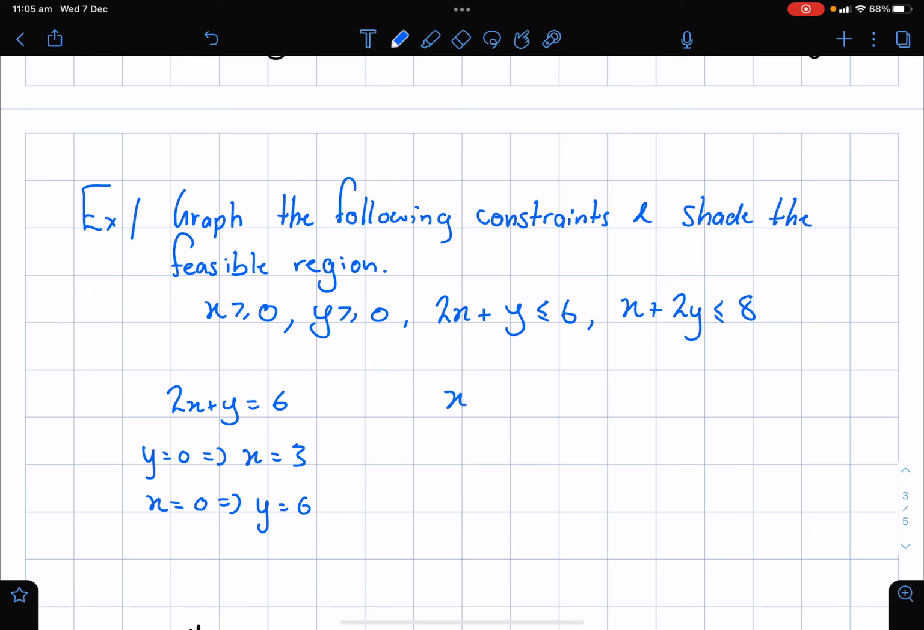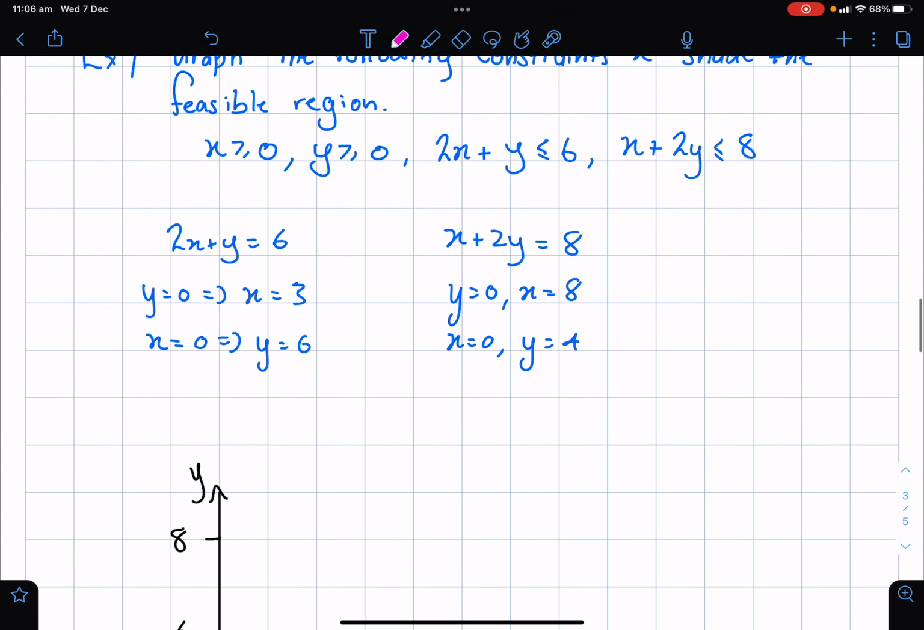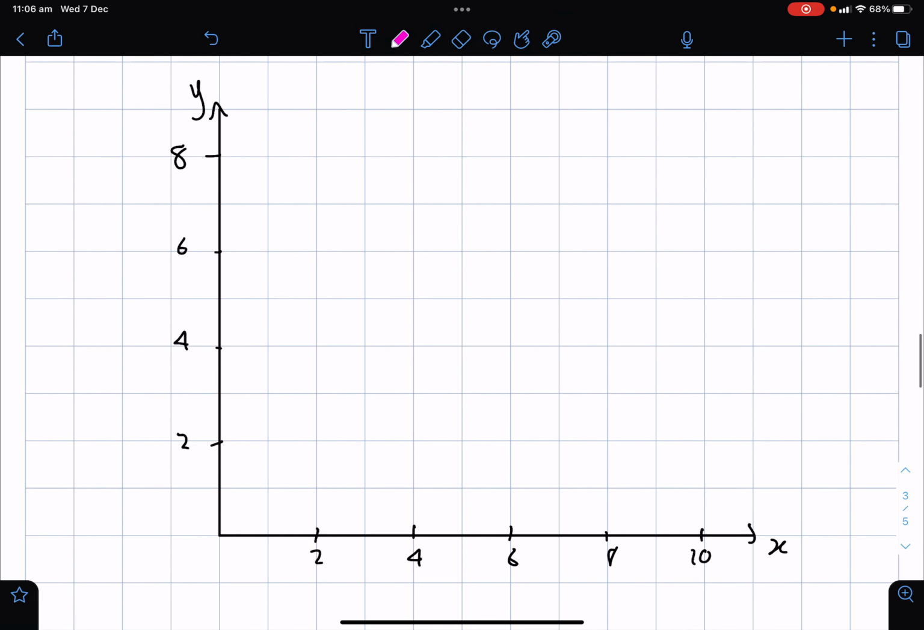Now let's do the second one, x plus 2y is equal to 8. When y equals 0, x is equal to 8. When x is equal to 0, y is equal to 4. So we have our 2 points for each equation. So we're going to do the first one in pink. So x equals 3, y equals 6, and we draw a line through them.